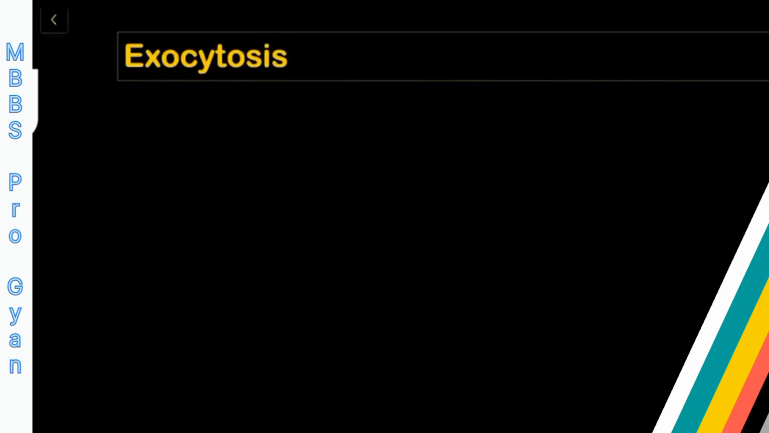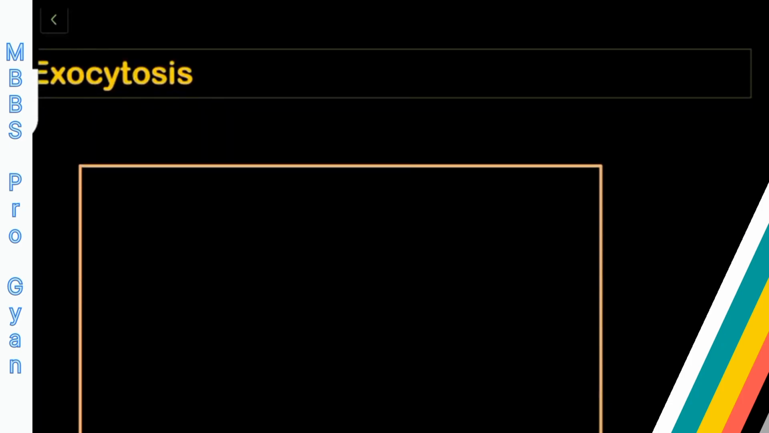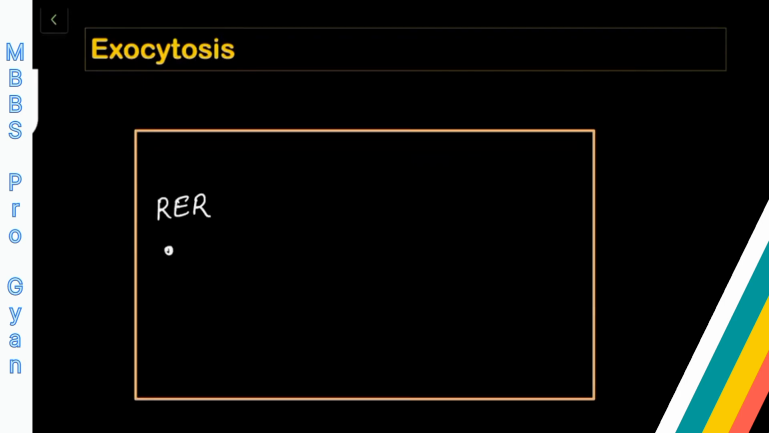And the last one is exocytosis. If this is your cell, suppose this is a large cell. Inside this cell, the protein synthesizing organelle is the rough endoplasmic reticulum. Suppose the rough endoplasmic reticulum is synthesizing various proteins. This protein can be a pump, a carrier protein, a transporter protein, anything.